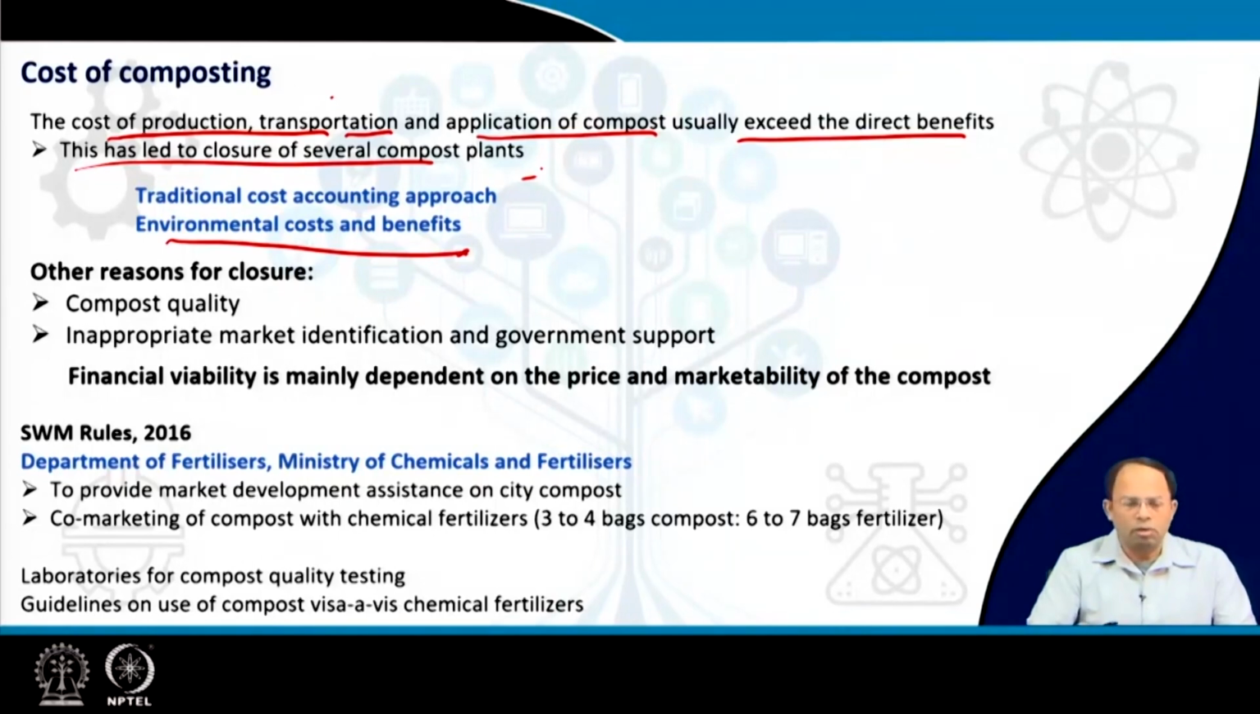Usually it's not only because of the market, but also the compost quality in urban areas. For example, the compost that is produced from mixed waste in urban areas remains contaminated with many hazardous materials if we don't do proper screening or take adequate precautions, right? So in that case, sometimes people will not want to use compost produced in urban areas. But the other thing is inappropriate market identification and government support.